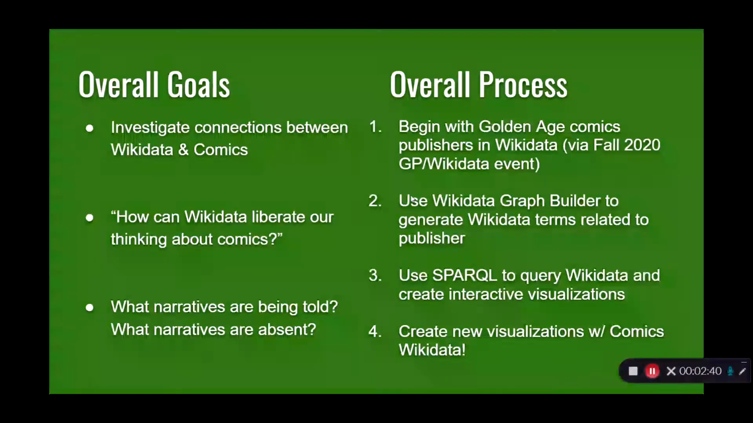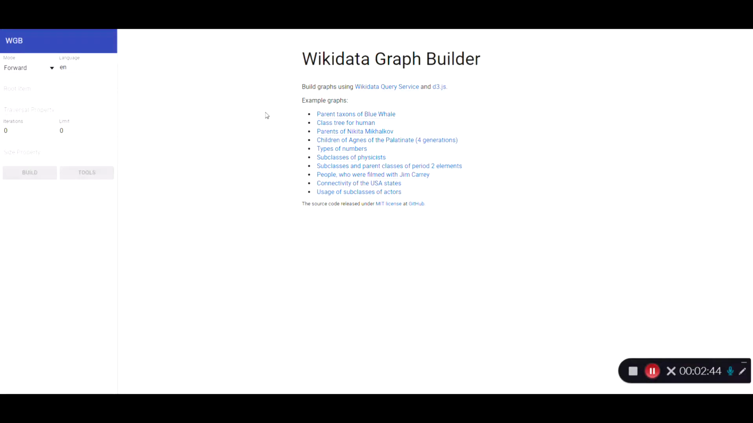So, first I'm going to go to Wikidata Graph Builder, and we're going to begin creating some baseline network visualizations of Golden Age comics using this tool. In the center here, you're going to see a whole mess of example graphs that are really cool. Things like the children of Agnes of Palatinate, or the people who were filmed with Jim Carrey, which is actually a really interesting template that we kind of built our model from.